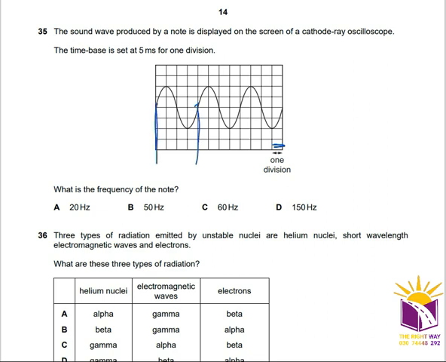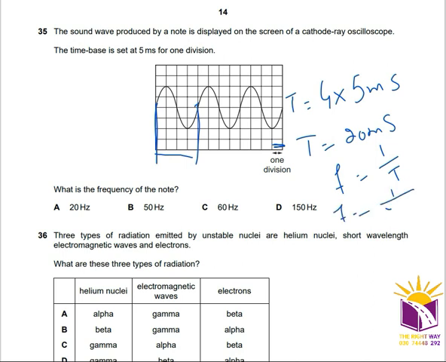My complete wave is equal to 1, 2, 3, 4 boxes, and one box is 5 milliseconds. So the total time of my wave completion is 4 times 5, which is 20 milliseconds. This is the time period of my one wave. So frequency is equal to 1 over time period, so F is equal to 1 over 20 milliseconds.